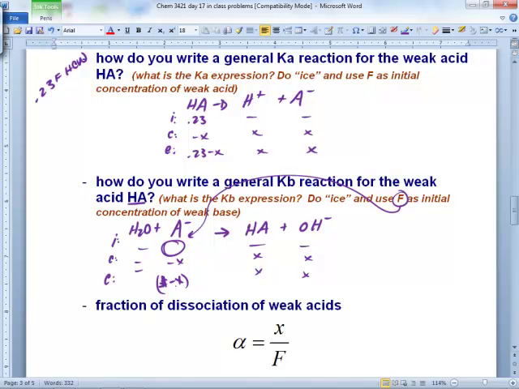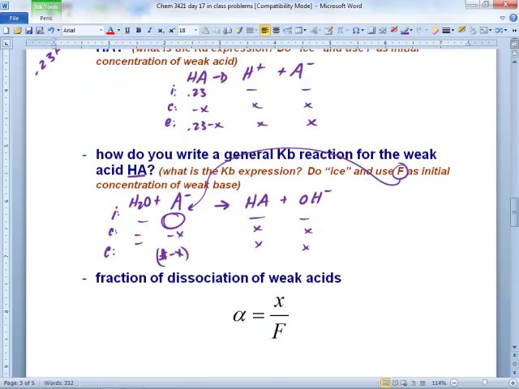Okay. Now here's what the book wants to talk about. What's the fraction of dissociation of some weak acid? All we do is get the X in the ICE table and divide it by the original formality, and we'll have our fraction of dissociation. So to get the fraction of dissociation of weak acids, take the X in the ICE table, divide it by the initial formality, the initial concentration, and we'll have it. It's something you should probably know to get through the homework.